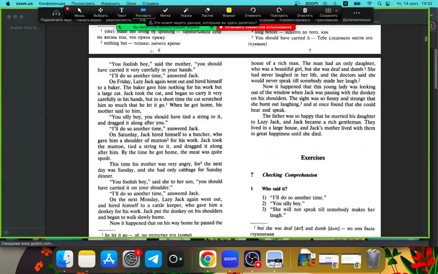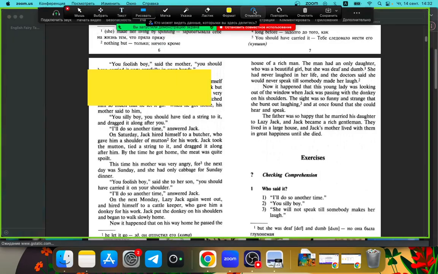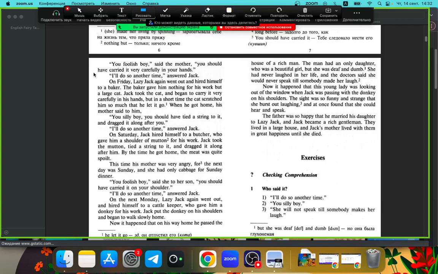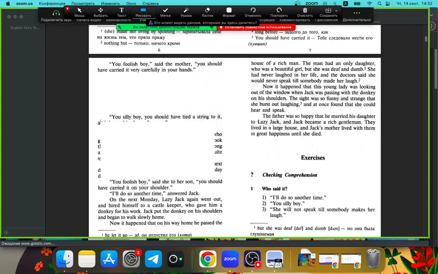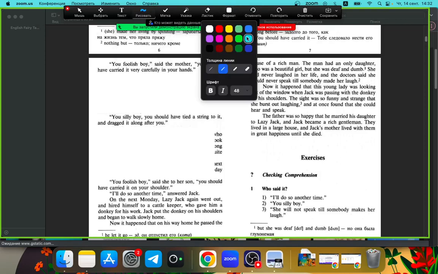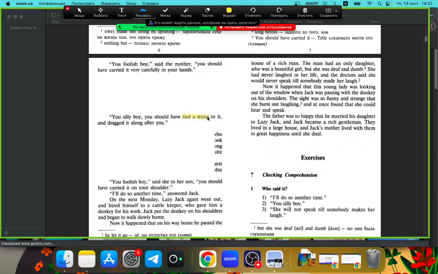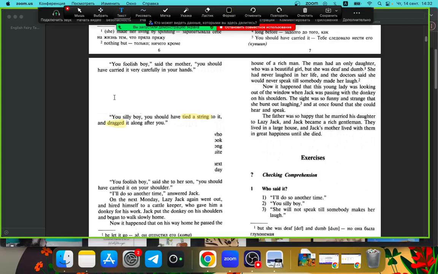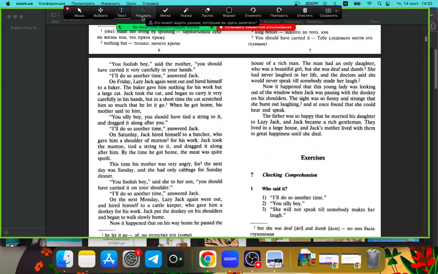Let me tell you. You silly boy. Oh no, let me make it white. You should have tied a string to it and drag it along after you. So I'll do so another time, said Jack. Tie a string and drag it. Please just draw this in the treasury chest. It will be also number 6, movements and motions. Open it and write it down. You silly boy, you should have tied a string to it and drag it along. Okay, and I'll do so another time.